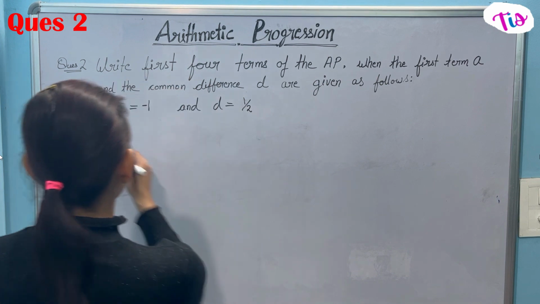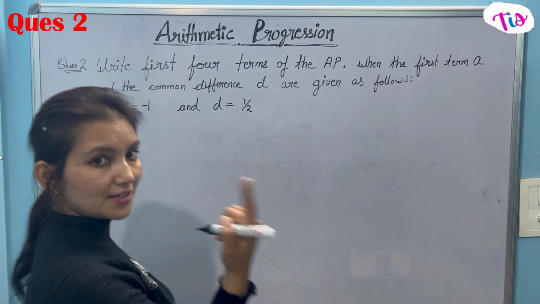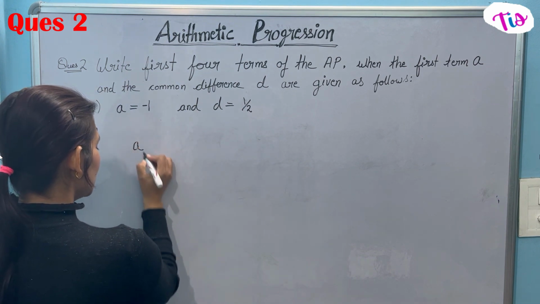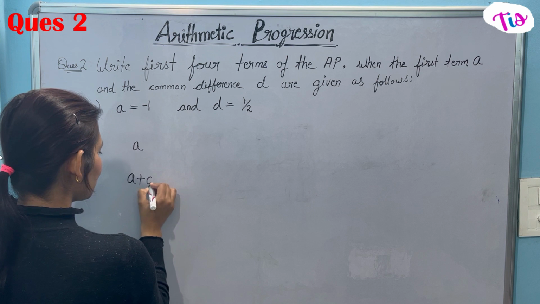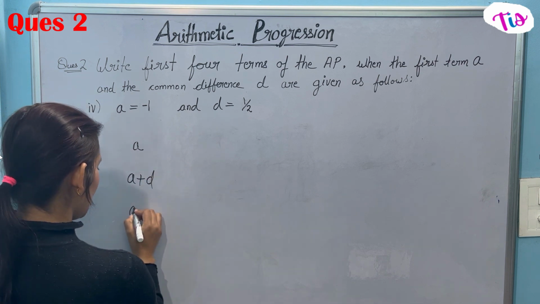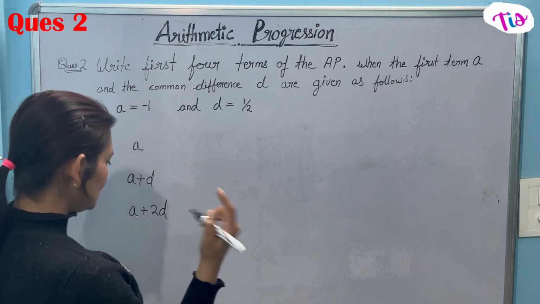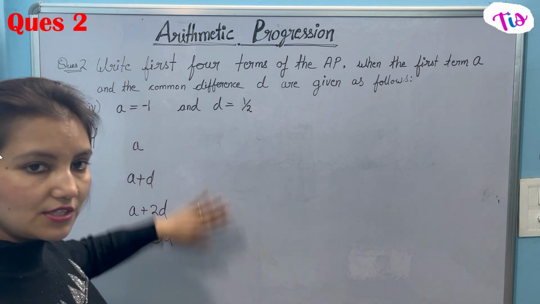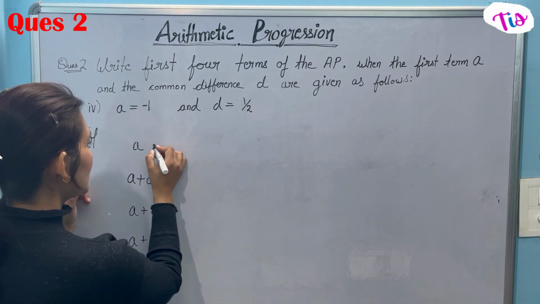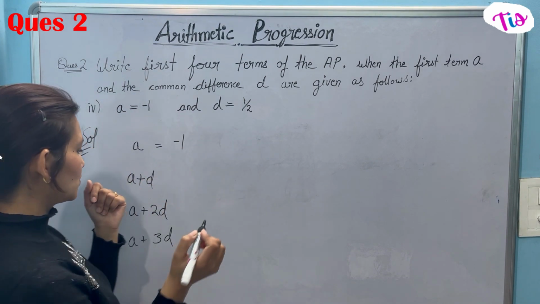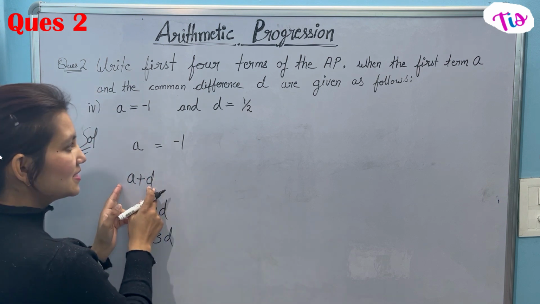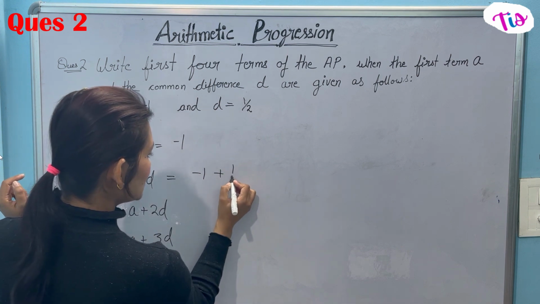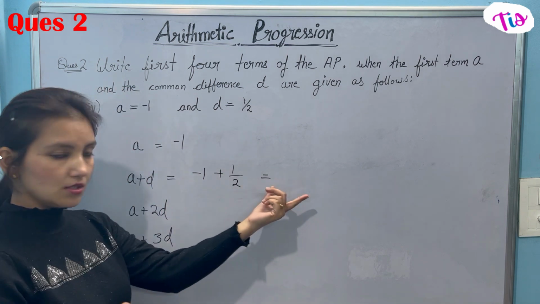Let's solve it. We know the first 4 terms. The first term is A, the second term is A plus D, the third term is A plus 2D, and the fourth term is A plus 3D. So let's find these terms one by one. A is -1, so the first term would be -1. The second term would be A plus D, meaning here A is -1 and D is half, so plus half.